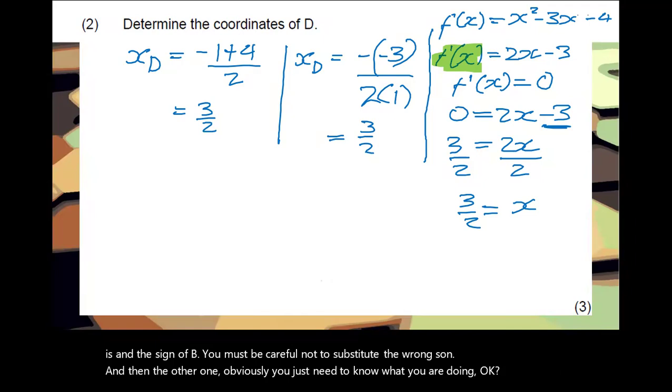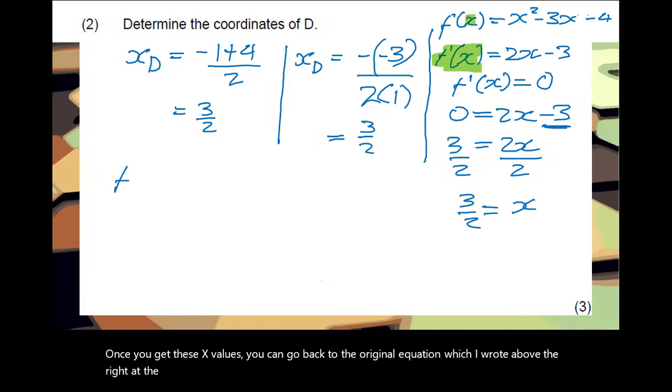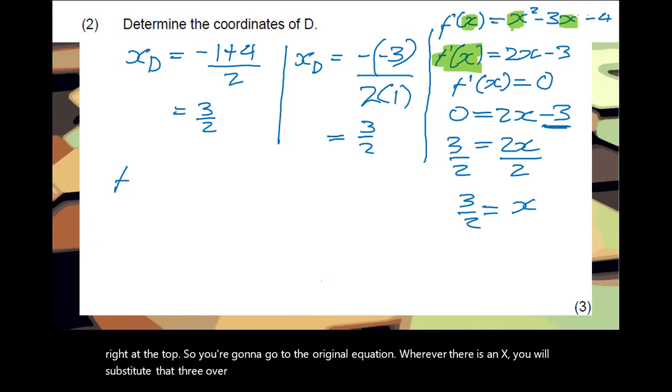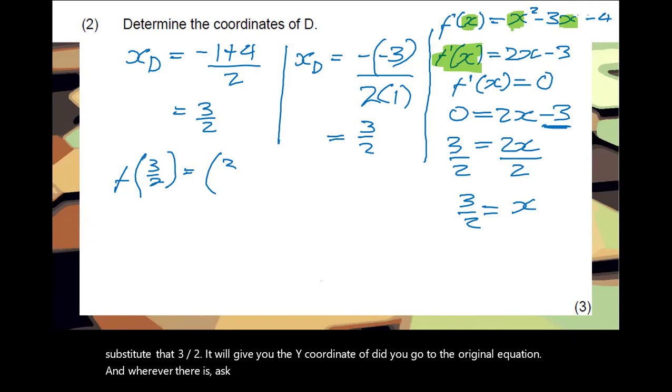Once you get these x values, you're going to go back to the original equation, which I wrote above there, right at the top. Wherever there is x, you will substitute that 3 over 2. It will give you the y coordinate of D. You go to the original equation, and wherever there is x, you substitute the x coordinate of the turning point.